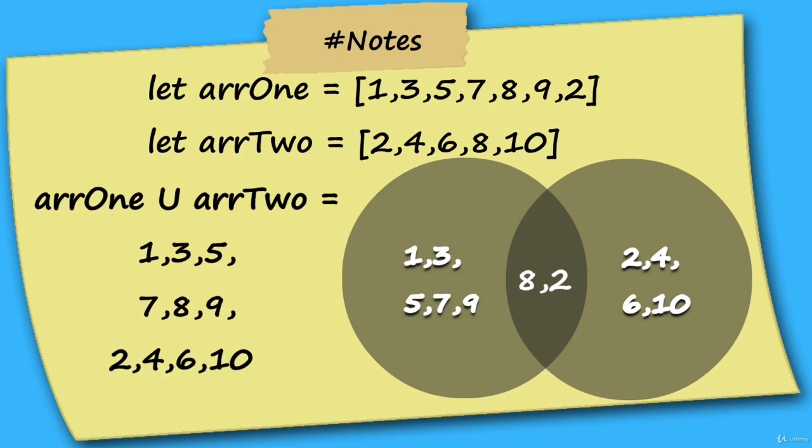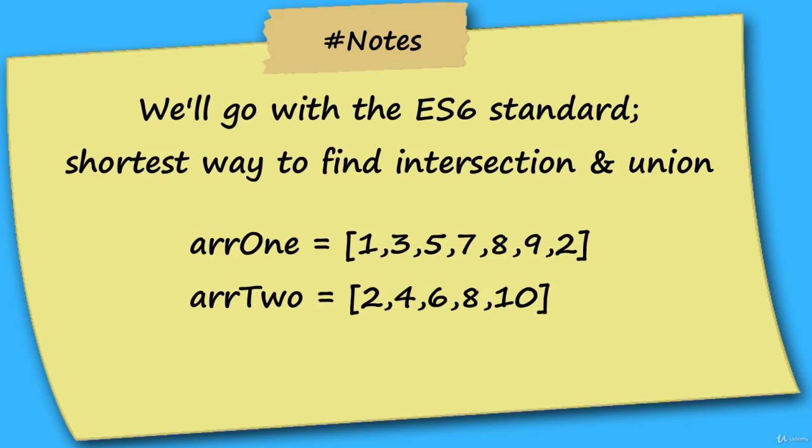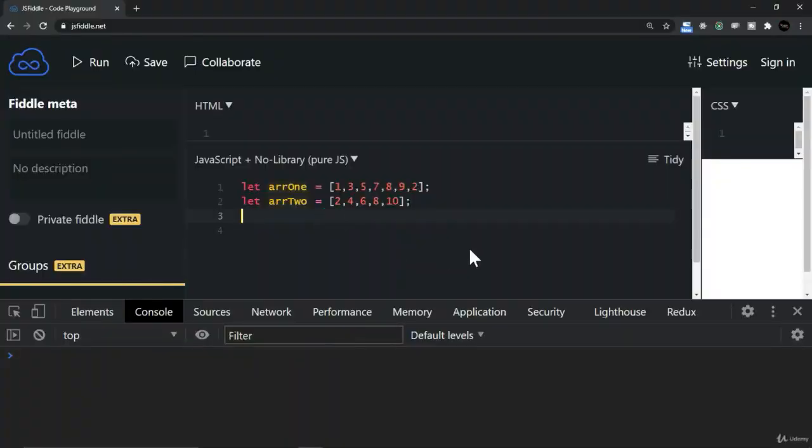So let's try to practically implement. We have many ways again to do the same thing, but we are going to try more of the ES6 way, the shortest way to find the intersection and the union as well. We will begin with the intersection. So here we already have these two arrays, that is array 1 and array 2. Now I'm going to declare another array which is going to have the intersection values.